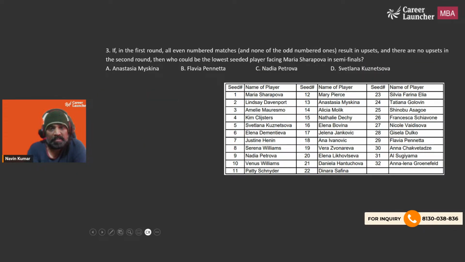Okay. Next. If in the first round, all even numbered matches and none of the odd numbered matches result in upsets. So if you talk about round number 1, and if we write down 1 is going to play against 32, 2 is going to play against 31. It's going to take time, but it's going to be easier if I write down the entire series here.